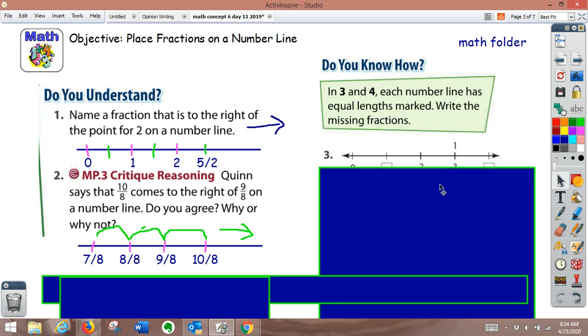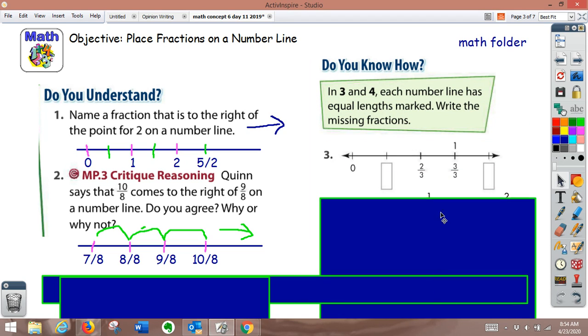Okay, let's see what we have here. Each number line has equal lengths marked, right? The missing fractions. Okay, there's some boxes here with some missing fractions. Let's see here. What do I have? I've got 0, and I've got 1, and I've got 2/3 and 3/3.